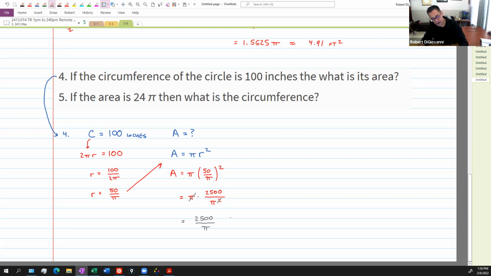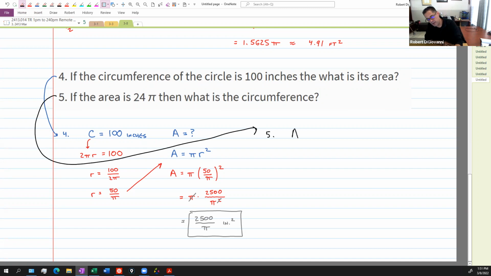And this is a measurement of area. And what were we measuring in inches here? So this would be inches squared. 2,500 over pi square inches. Questions? I know it's probably been a long time since you've done anything like this, but would y'all agree there's really nothing that I'm doing that has any calculus right now. It's just solving for something, right?